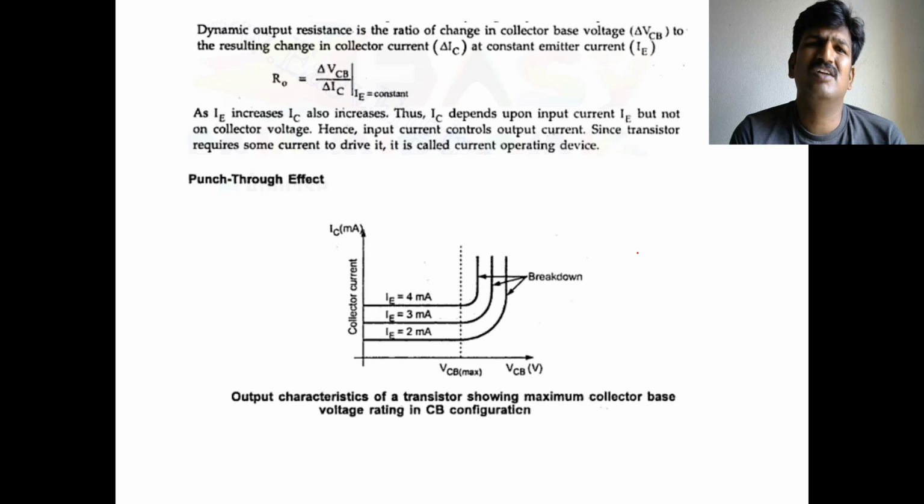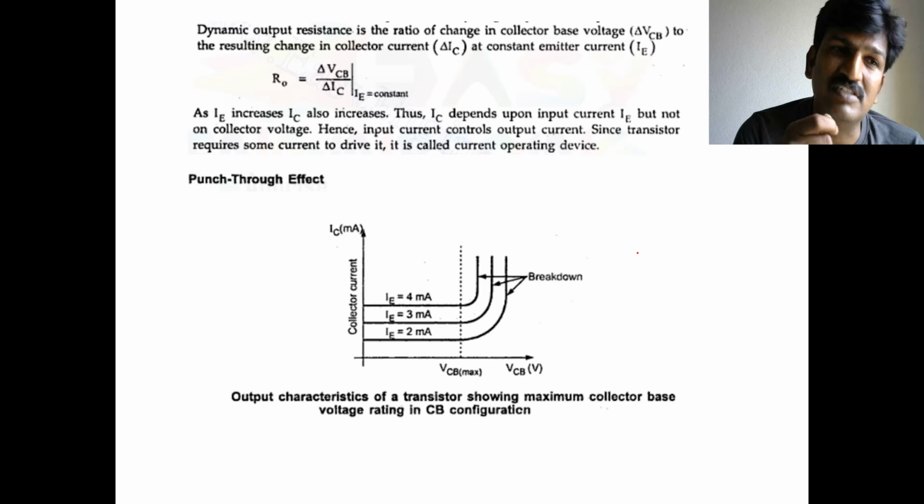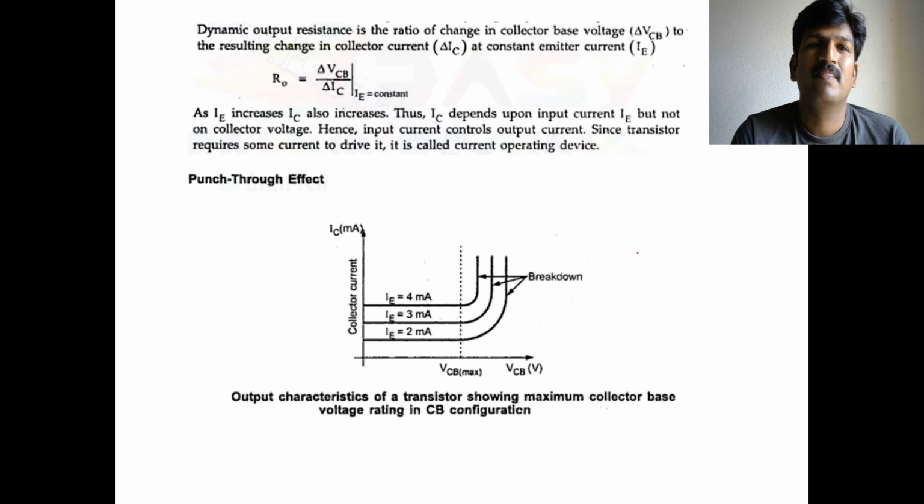Obviously, you might think that IE depends upon the VEB. Yes, IE depends upon the VEB. But IE does not depend upon the VCB, and IC also does not depend upon the VCB. IC only depends upon the IE, and IE depends upon the VEB. So IE gives the driving force to have the current in the collector terminal.